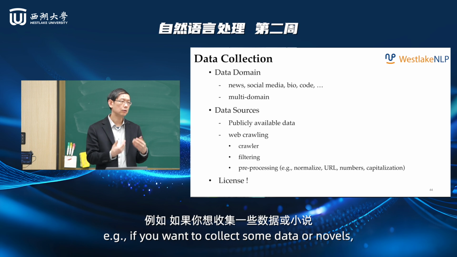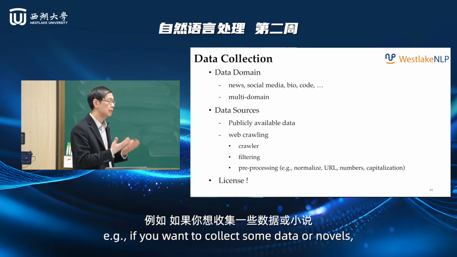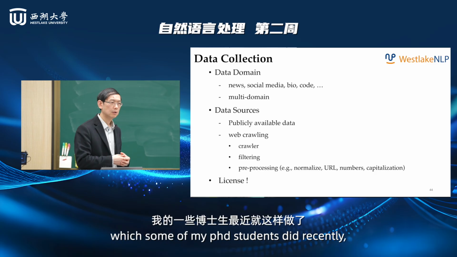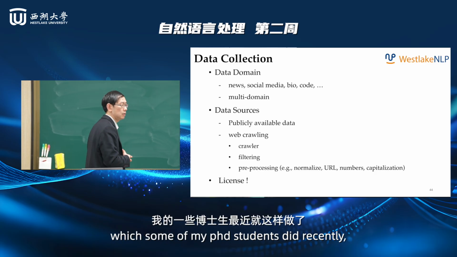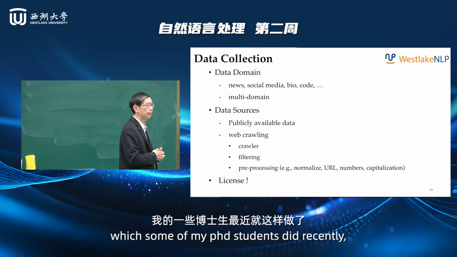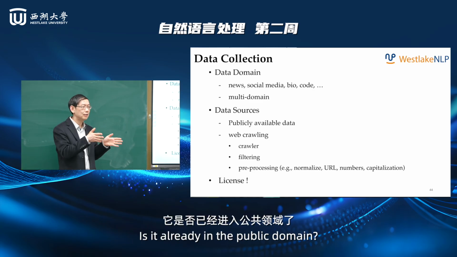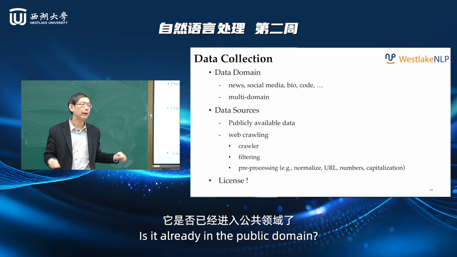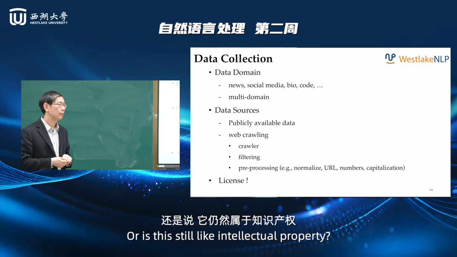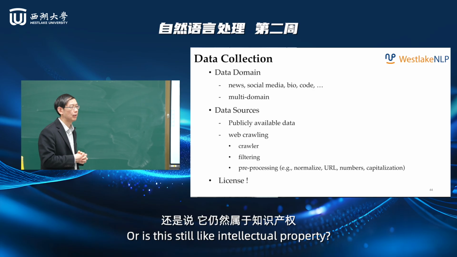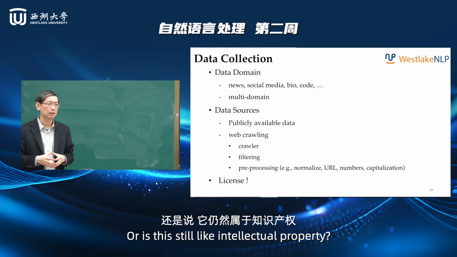For example, if you want to collect some data on novels, which some of my PhD students did recently, then you need to check the license of the novel. Is it already in the public domain, or is it still intellectual property?